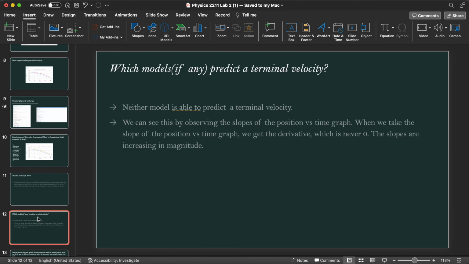Which models, if any, predict the terminal velocity? Neither model is able to predict the terminal velocity. I believe this is true by observing the slopes of the position versus time graph. When we take the slope of the position versus time graph, we get the derivative, or the velocity, but this is never zero. That's why there's no terminal velocity, because terminal velocity has to be when the slope is zero. So the slopes are always increasing in magnitude.